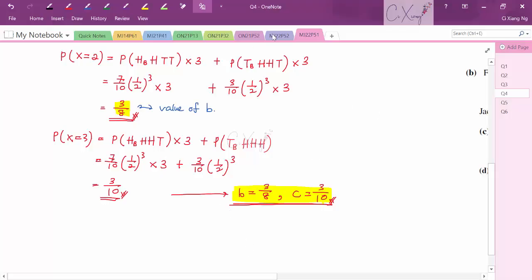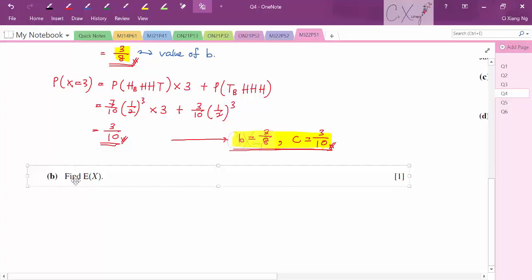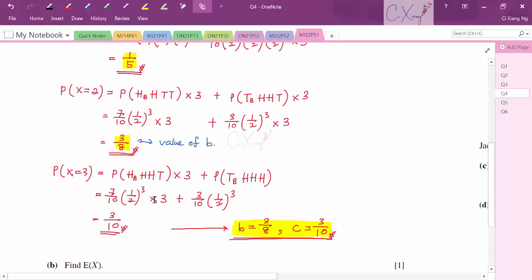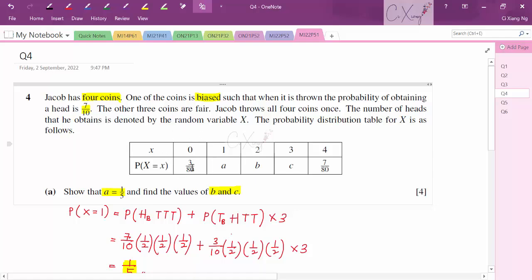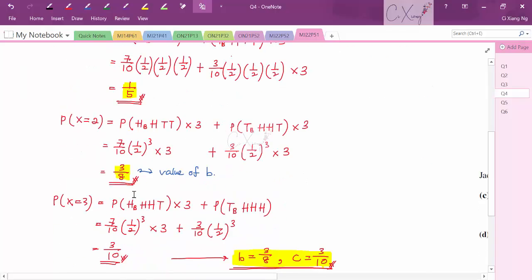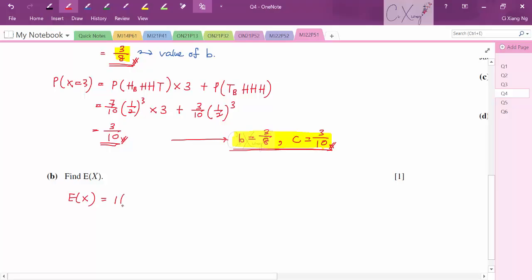Part A for question number 4. Okay, so let's have a look at part B in question number 4. They want us to find the E(X). So to find the expected value of X, you take the X multiplied with the probability. So as an example, when X equals 0, you multiply with 3 over 18, so you get 0. Then when X equals 1, you multiply with the value for A, which is 1 over 15. When X equals 2, the probability is B, which is 3 over 8. When X equals 3, the probability is C, which is 3 over 10, and so on.